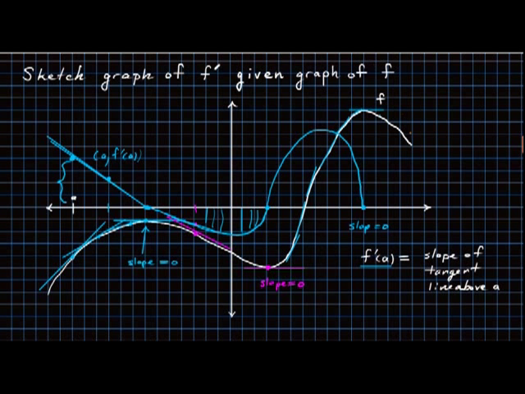Over here, the slopes are negative. So the value of f prime becomes negative, meaning it goes below the x-axis. So that's a sketch of the derivative of f.